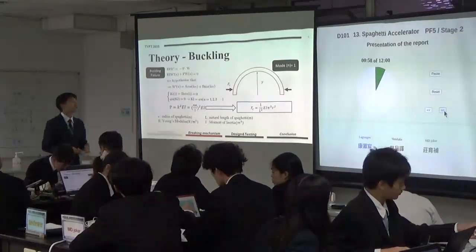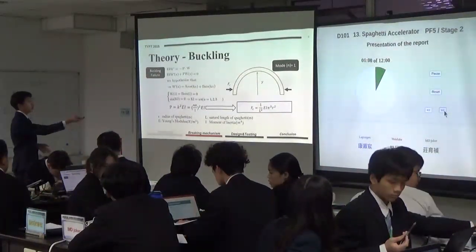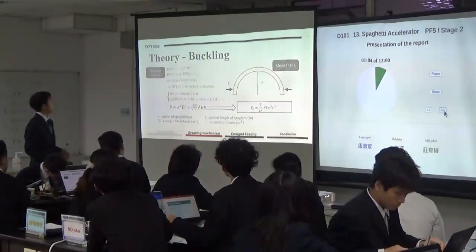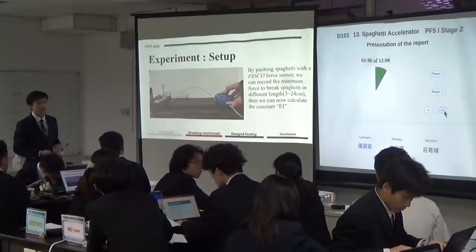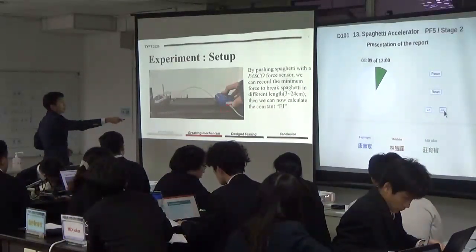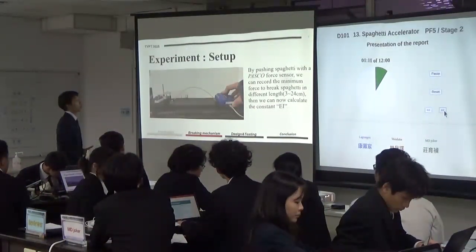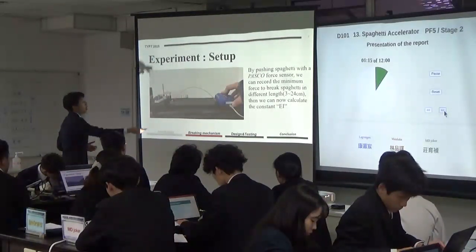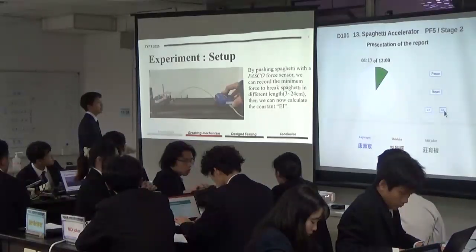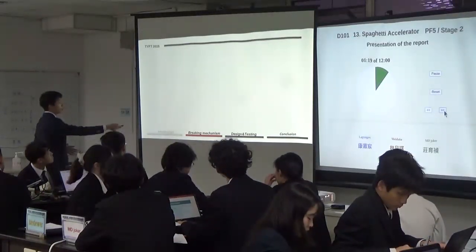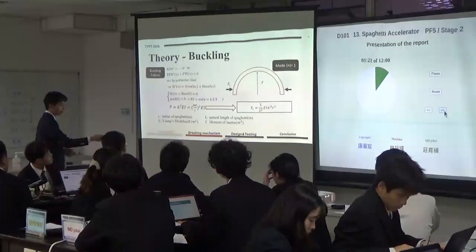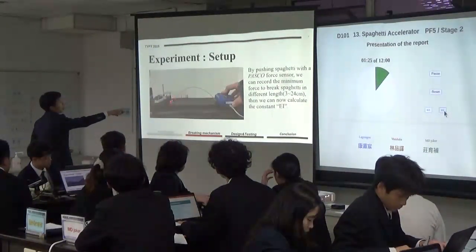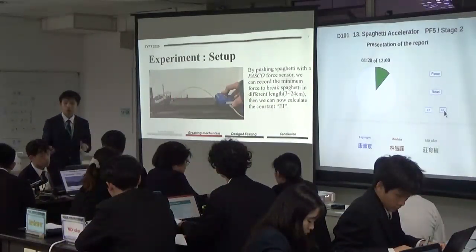First of all, we assume that it's buckling. And so these are the equations that we applied. And then, for the experiment setup, we use a Pascal force sensor where we can record the minimum force to break a spaghetti of different lengths. Then we can calculate the constant EI mentioned earlier over here. And also we use a fixed slide to act as a constraint body.